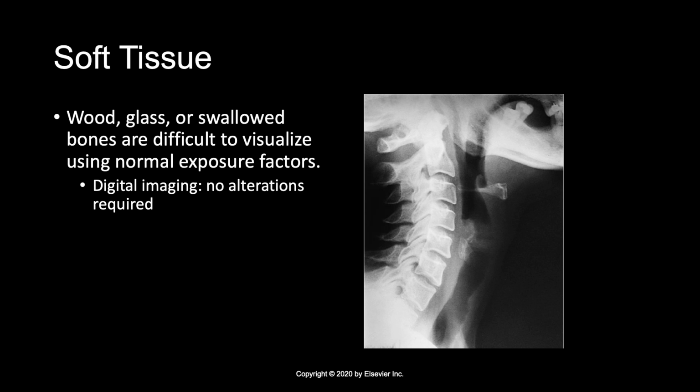With a soft tissue technique, we are using decreased mAs to visualize the larynx. Usually soft tissue is for young children. We're looking for croup, a possible foreign body obstruction in the throat, and we're looking for the foreign body location.